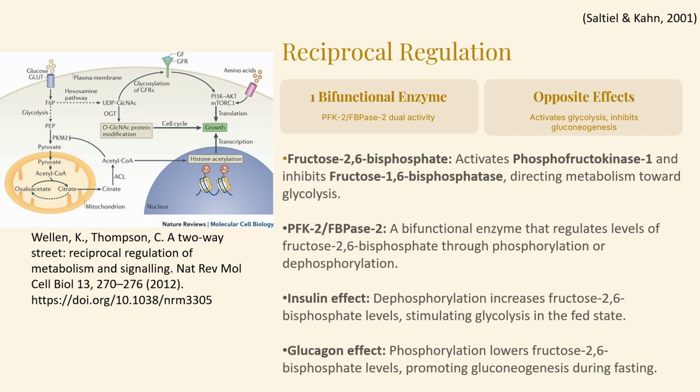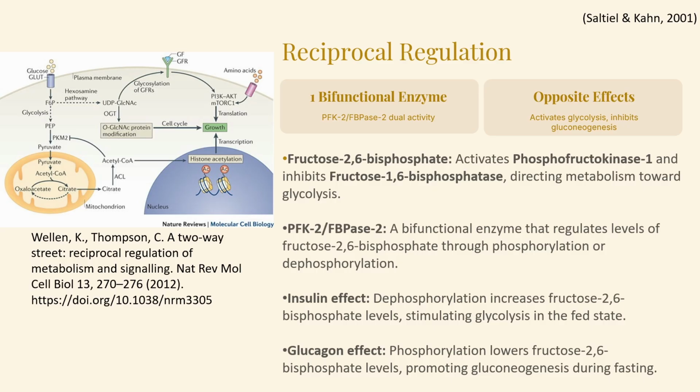Hormones regulate this process. In the fed state, the hormone insulin signals that blood glucose levels are high. Insulin causes dephosphorylation of the bifunctional enzyme, activating the kinase portion. This increases the concentration of fructose 2,6-bisphosphate, which stimulates glycolysis so that cells can use glucose for energy or storage.